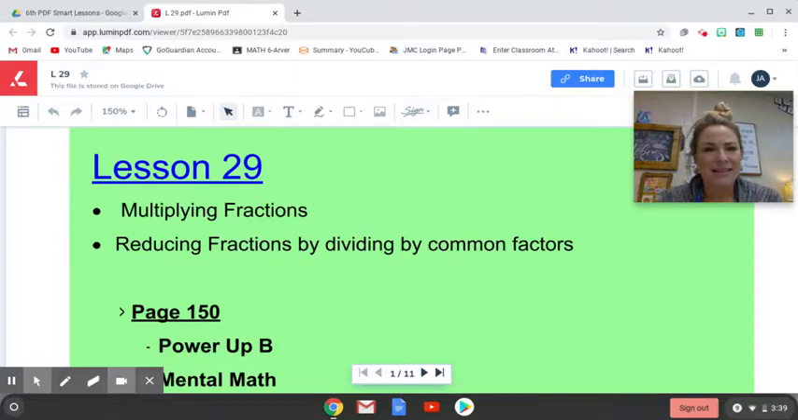Hey everyone, this is lesson 29, and it's multiplying fractions and reducing fractions by dividing by common factors. So really starting to dive into the fraction work. This is really important to get a good foundational understanding of as we move forward.